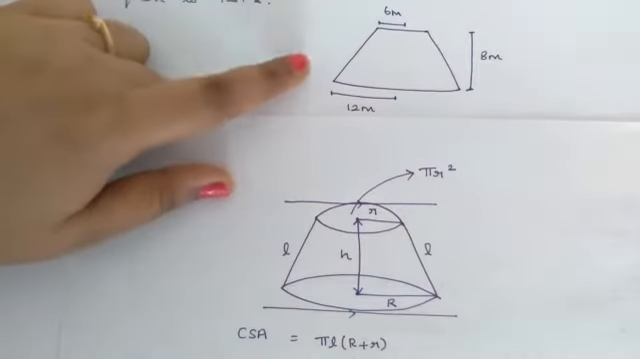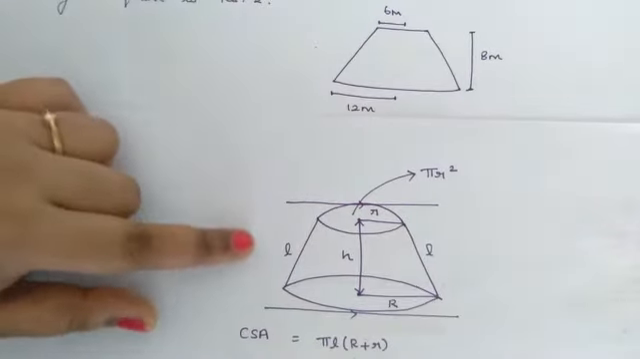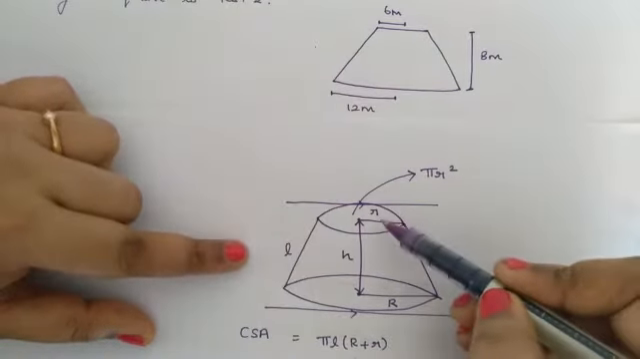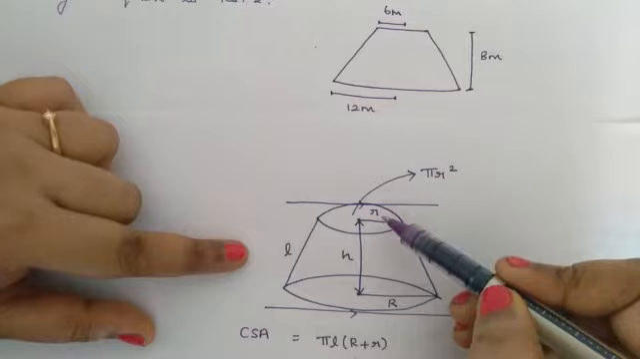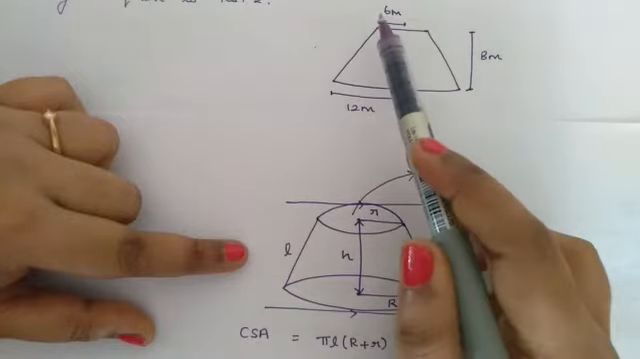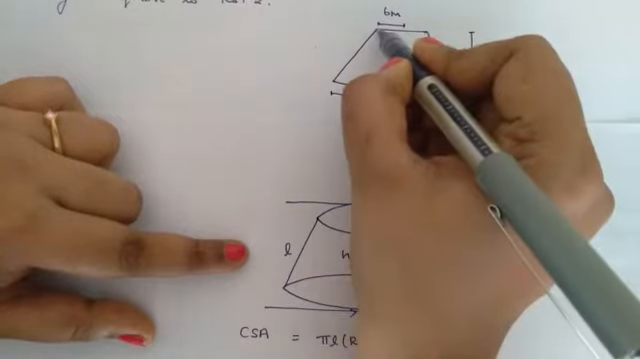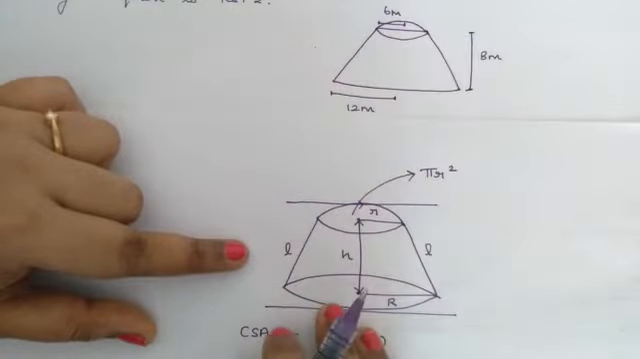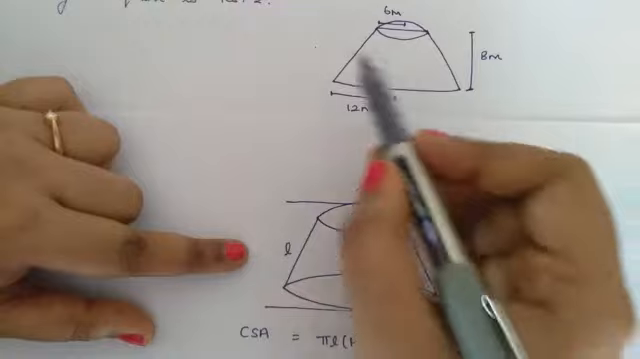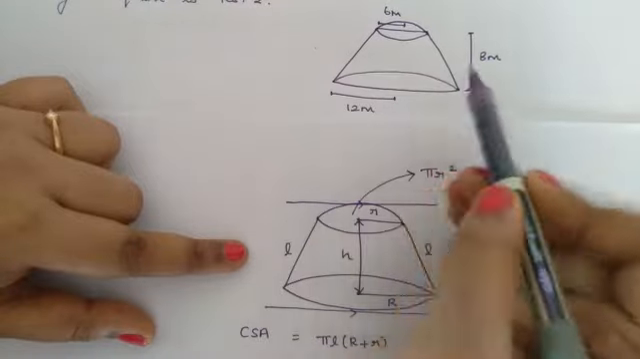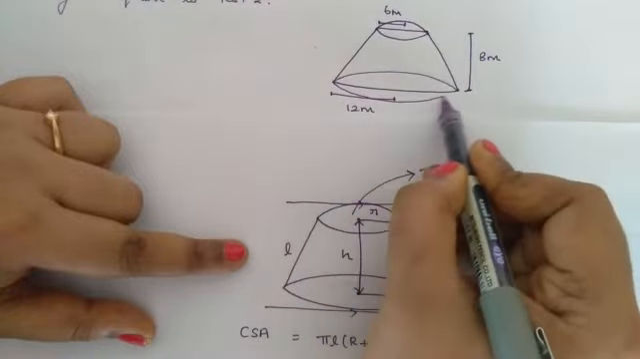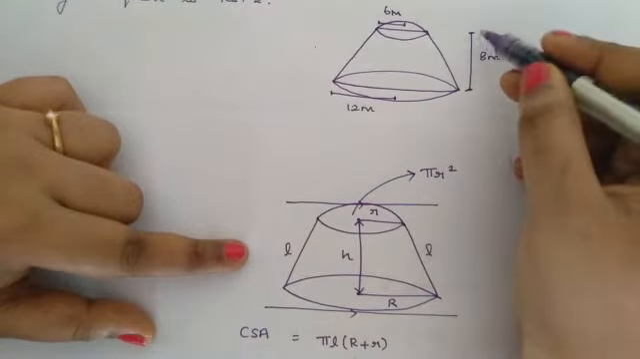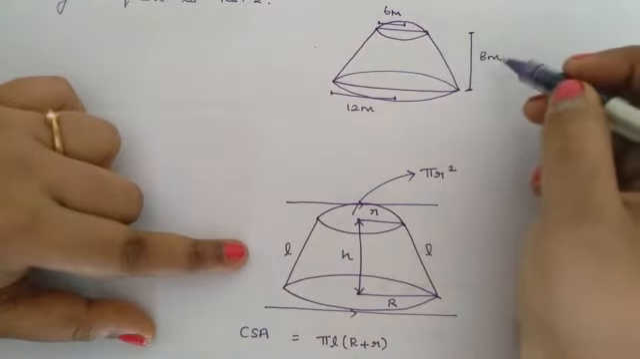So this is the given figure, the frustum image. Now see, we are given the small r, the radius of the upper part, 6 meter. The upper part is a circle, that you have to understand. Then the lower part is again a circle, and that radius is 12 meter, which is also mentioned. We are given the perpendicular height, 8 meters.